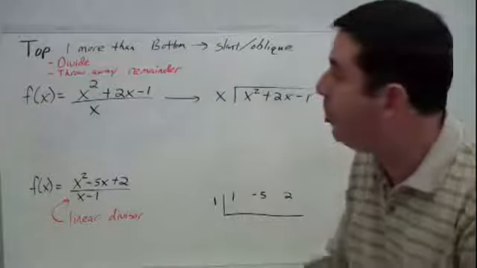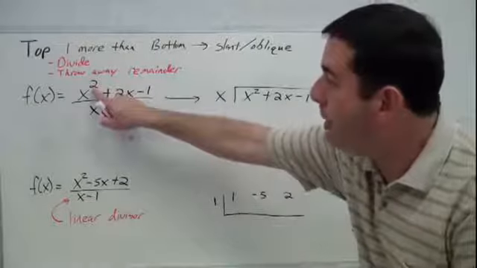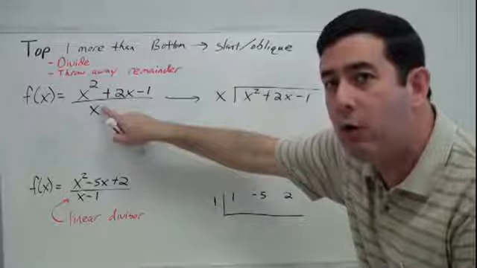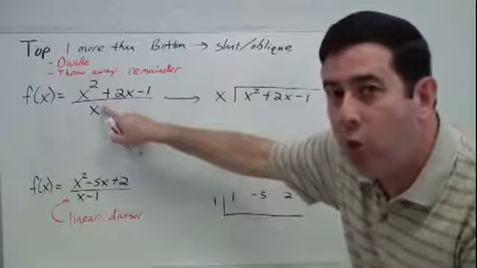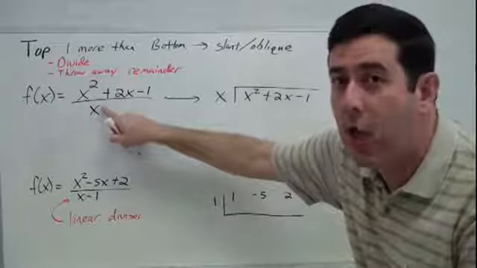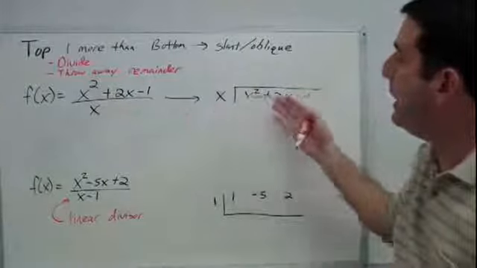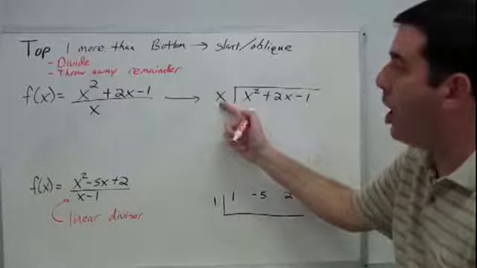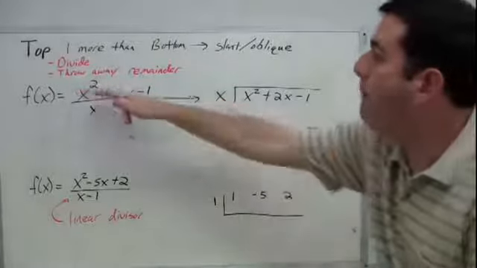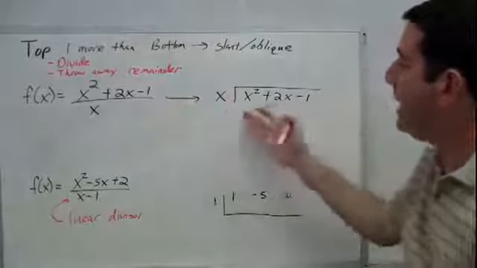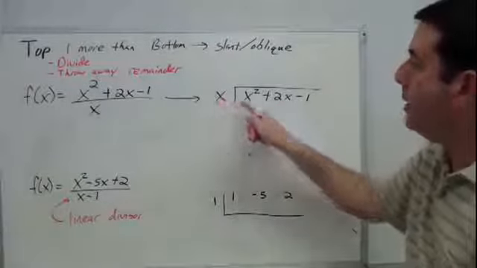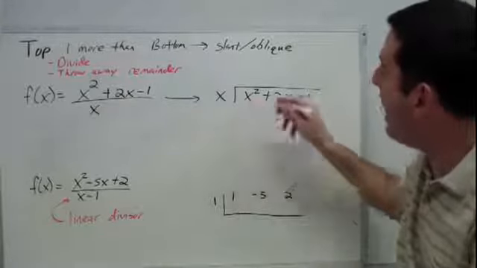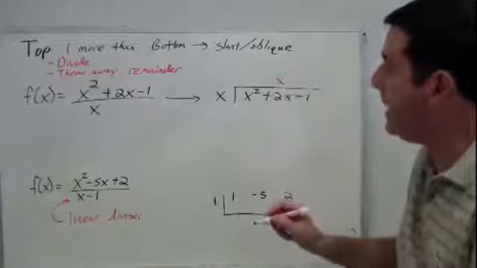Let's look at the example. For this one, notice that the top degree, 2, is exactly 1 more than the bottom degree, which was 1. Now, the official way for us to do this is with long division. So here I've set up long division. Whatever's on the bottom, that's our divisor on the outside of the box. Whatever is on top goes inside our box. Now x goes into x squared how many times?